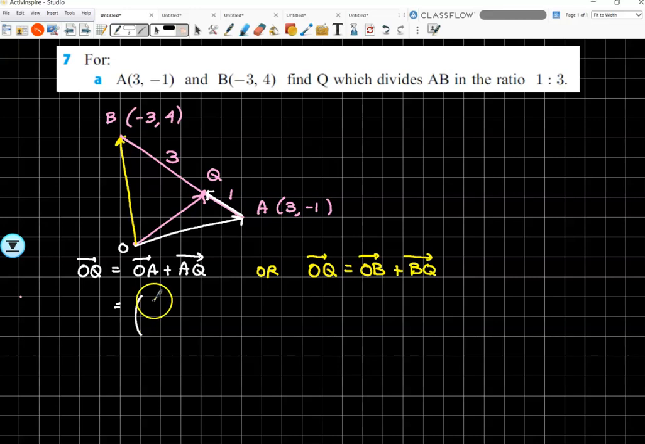So OA, we know that that just turns into the position vector 3 minus 1. We've got AQ is what fraction? So A to Q is what fraction of A to B? 1/4, okay, because you've got one part here, 3 parts, so 4 parts altogether. So it's going to be 1/4 of AB. And so now we're reminding yourselves, how do we find a vector between 2 points? If I want AB, it's B minus A. So minus 3, take 3 is minus 6, 4, take 1 is 5.